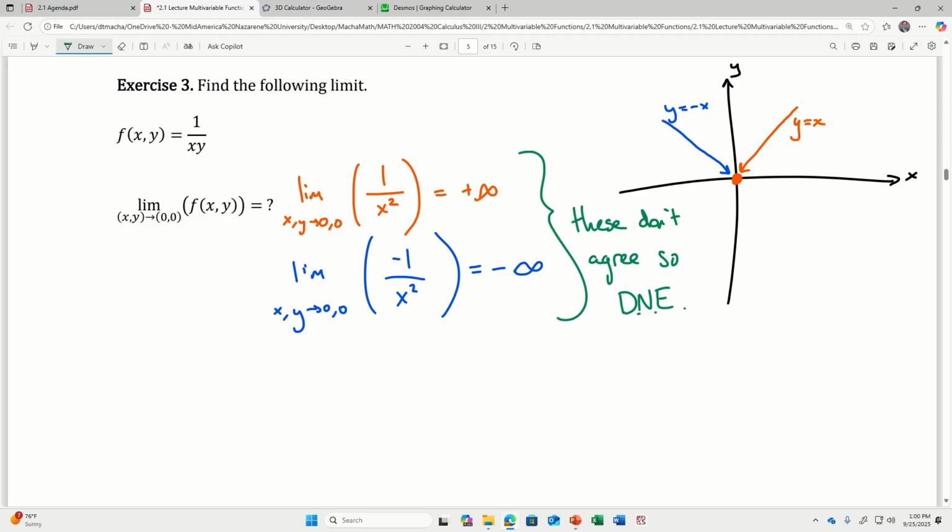Just like back in calculus 1, if your right-sided limit and your left-sided limit didn't agree with each other, then the limit doesn't exist. Same thing in calculus 3. Choose any two directions, and if the limit doesn't agree, approaching from any two directions, then the limit doesn't exist. In calculus 3, all directions that you can possibly approach this limit point have to agree on what the limit is.